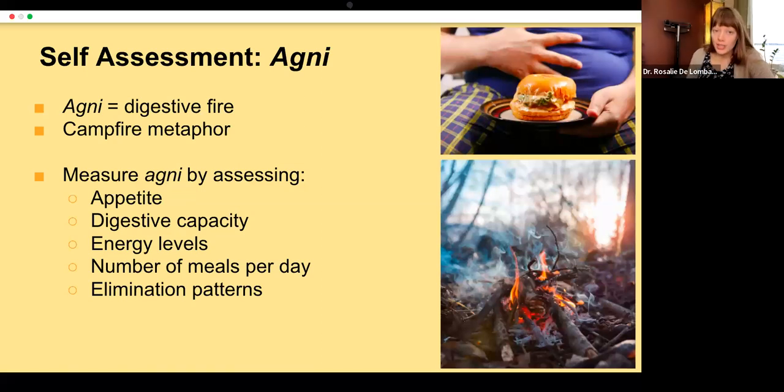Any questions about the ojas concept before I move on to Agni?